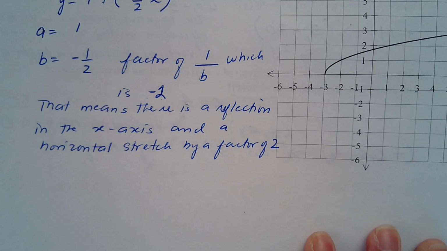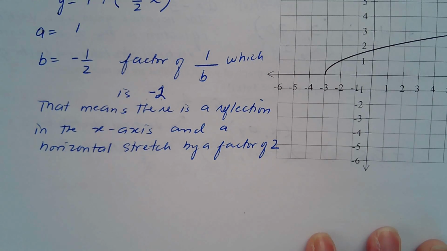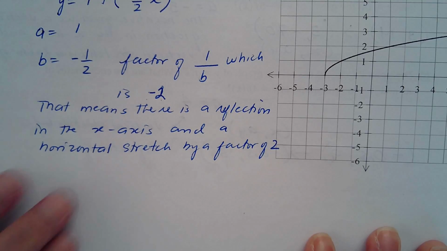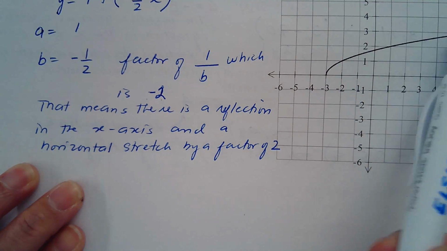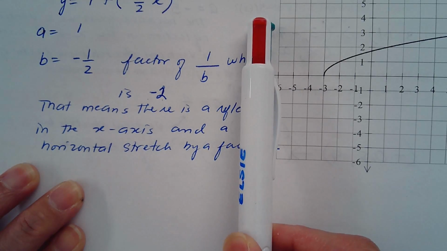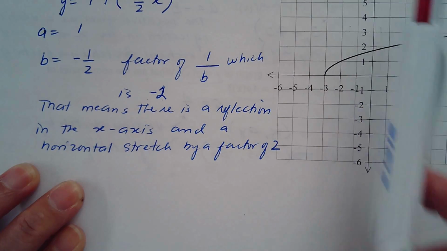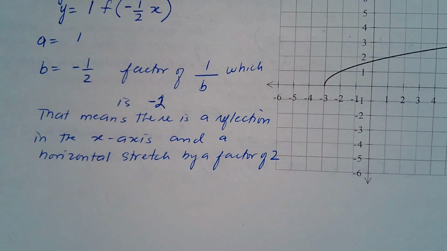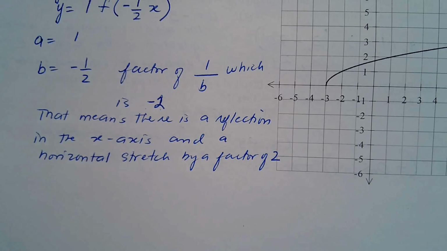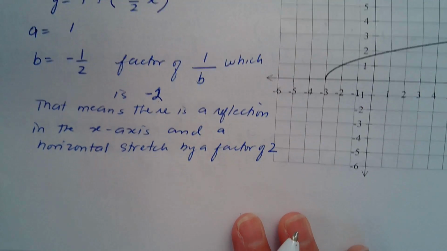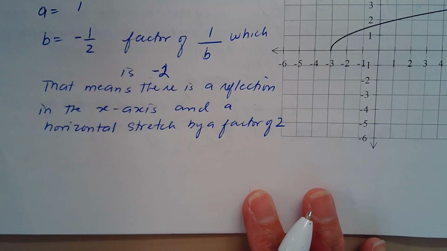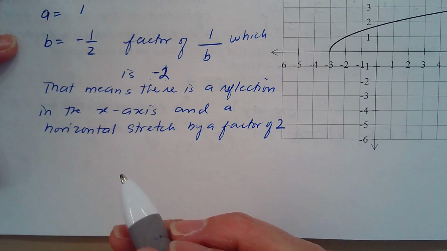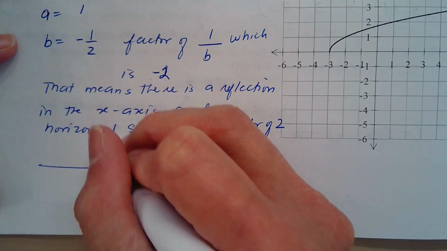By a factor of 2. So the negative tells us it's reflected in the y-axis, and then there's also stretching by a factor of 2. So put it all together. So let's do the mapping part of this. Mapping. We love mapping now.